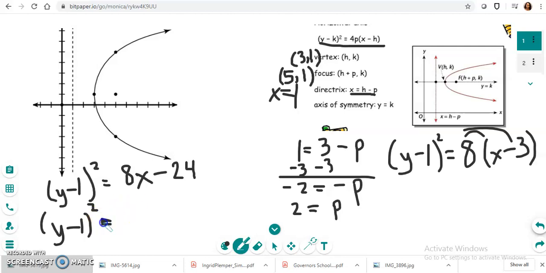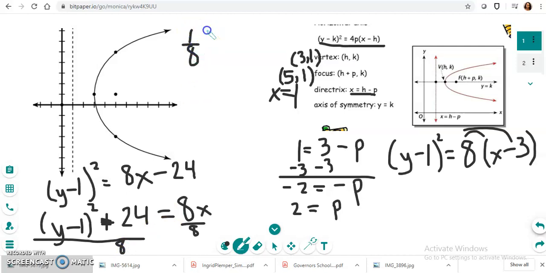I get y minus 1 squared plus 24 equals 8x. Then, just getting my 8 by itself, I divide by 8 on both sides. I'm going to get 1/8 times y minus 1 squared plus 24 divided by 8, which is 3, is equal to x.